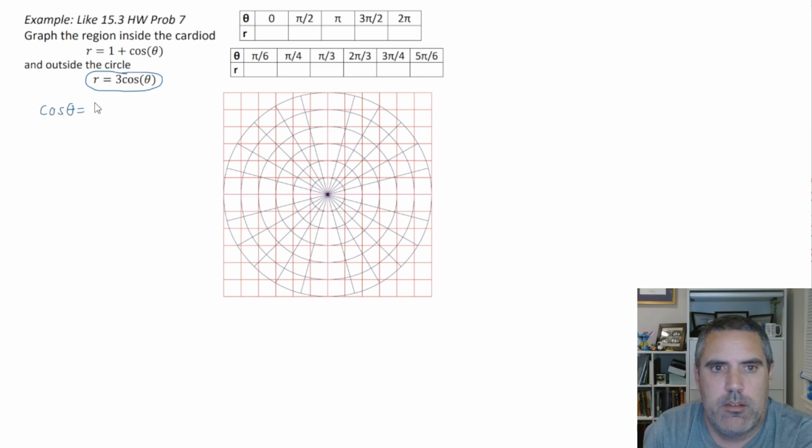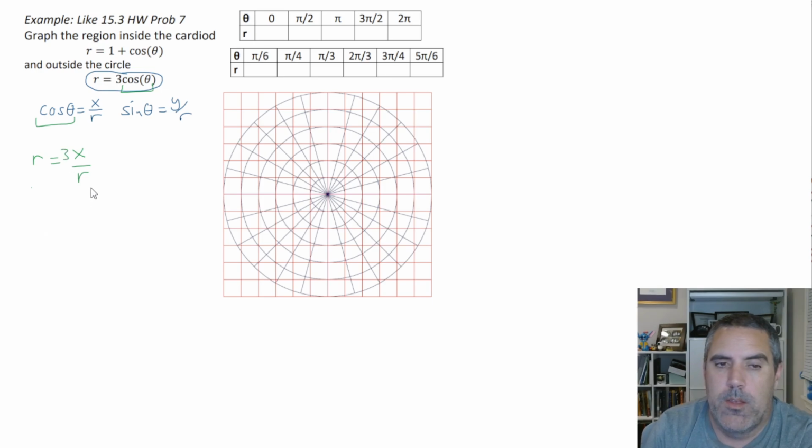Cosine of theta is x over r. Sine of theta is y over r. So if you want a mechanical technique, you replace cosine with whatever it is in terms of x and r. There's this 3 that was there. Then you rearrange. You get r squared is 3x. And then you get x squared plus y squared is 3x. And that is indeed a circle.